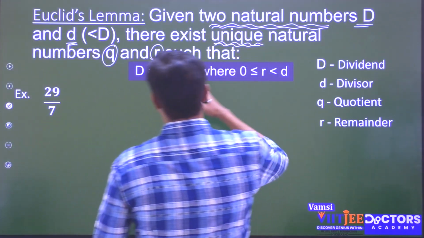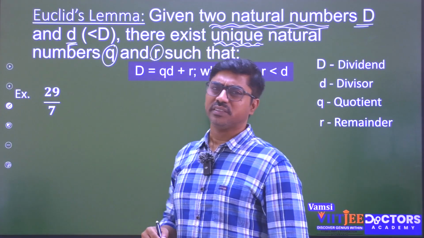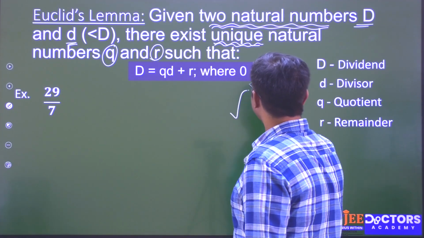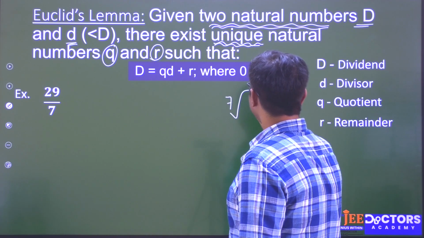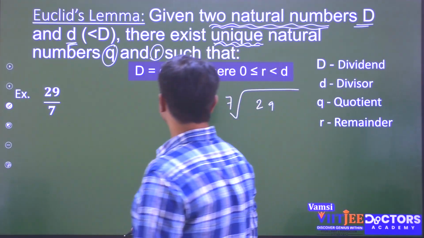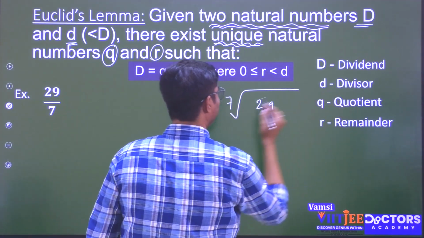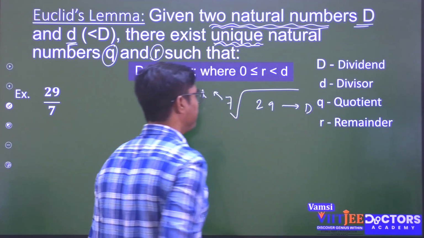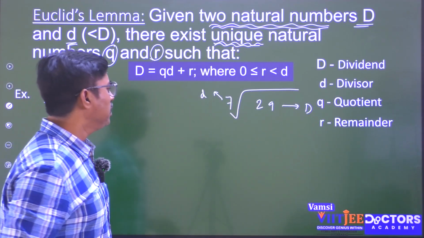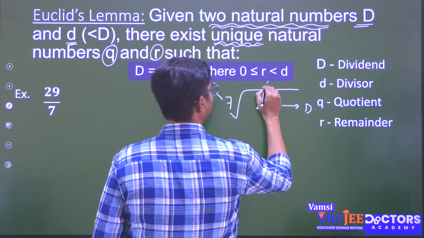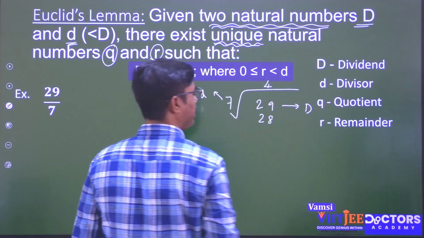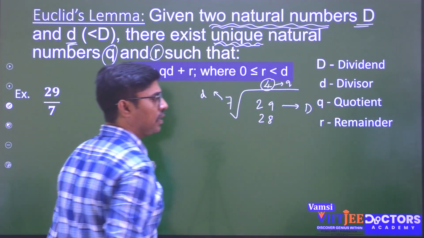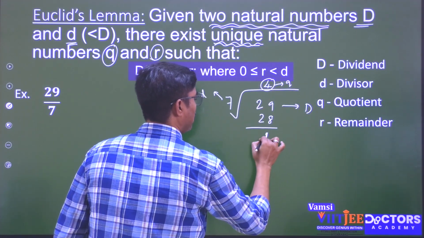So to understand this statement, let us take an example. Let's see 29 by 7. First we'll do the division: 7 and 29. 7 is called the divisor, this is small d, and 29 is called the dividend, capital D. If you run the seventh table, 7 fours are 28. This 4 is called the quotient. And if you take the difference, what you get is called the remainder.